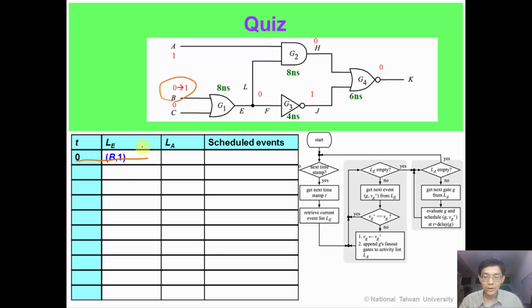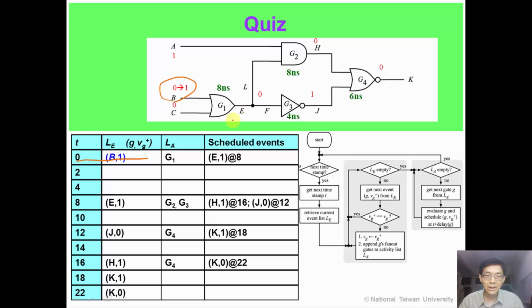Now, are you finished yet? Let's see our answer. G1 is in the activity list, so we scheduled an event at time 8. At time 8, we execute the event and put G2, G3 in the activity list. Also, we have scheduled two events. H is rising to 1 at time 16 and J is falling to 0 at time 12.